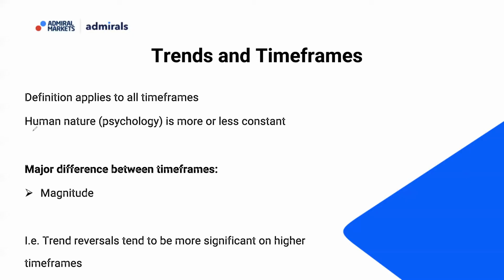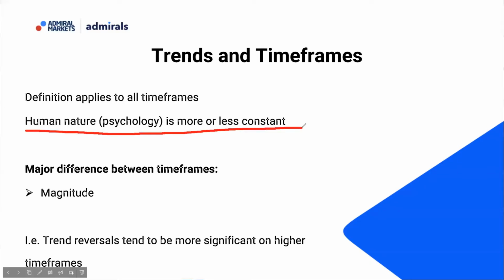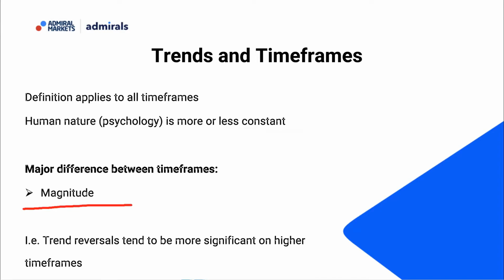Now, one thing that you'll also hear from Mr. Pring is that human nature is more or less constant. So whether we're looking at the monthly, the minute, or the hourly, the concept of human nature will more or less be the same. People tend to make the same mistakes, whether on a 1 minute chart, an hour chart, or a monthly chart. The key difference may be the magnitude.